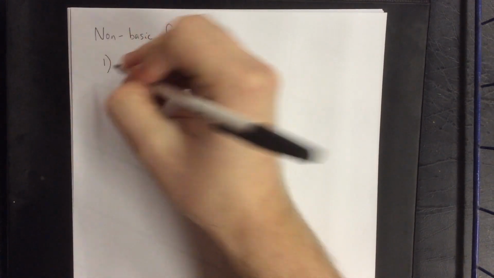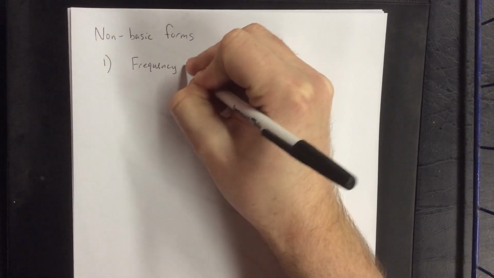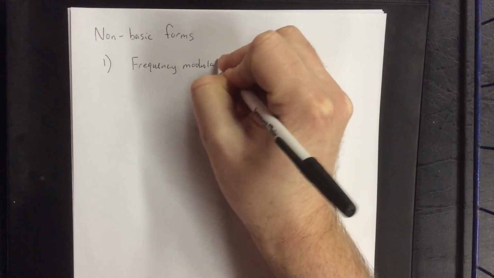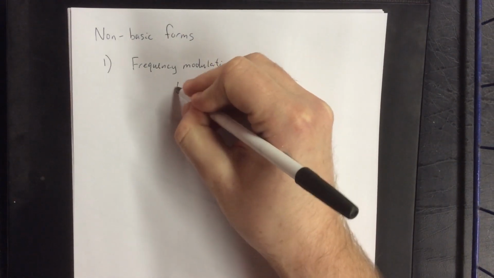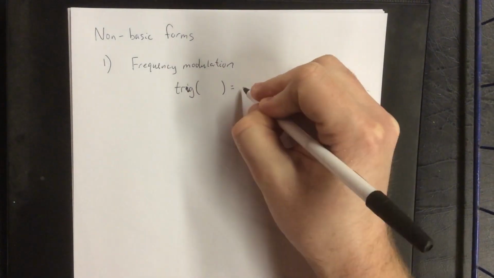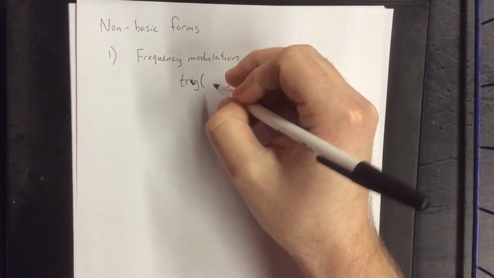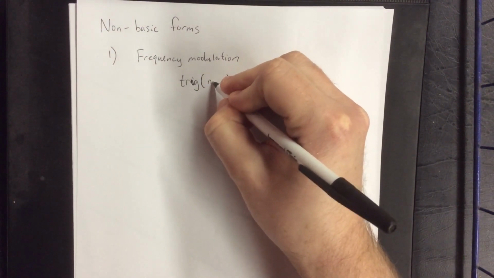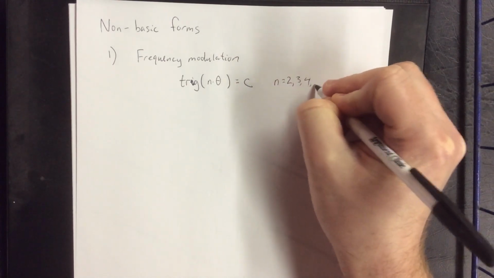So now that we've covered some of our basic forms, let's talk about some non-basic forms. The first non-basic form that I wanted to talk about is one that contains a frequency modulation. So same basic form of sine, cosine, or tangent of an angle is equal to a constant. But this time, instead of just theta on the inside here, we would see n times theta. So this is where n could be a multiplier like 2, 3, 4, etc.